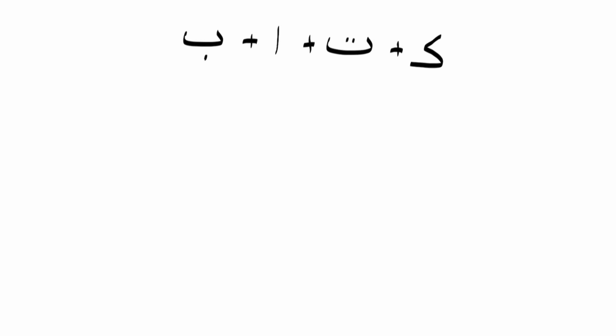So how would we join these together? We've covered that kaf at the beginning of a word looks like this, has the joining line. Ta will be like this, as we've covered, because it's in the middle. Then the joining line, of course, 2 dots on the top. Then the alif will connect to this. Alif is a naughty letter, it doesn't connect to whatever's after it. And then ba just takes its alone form.